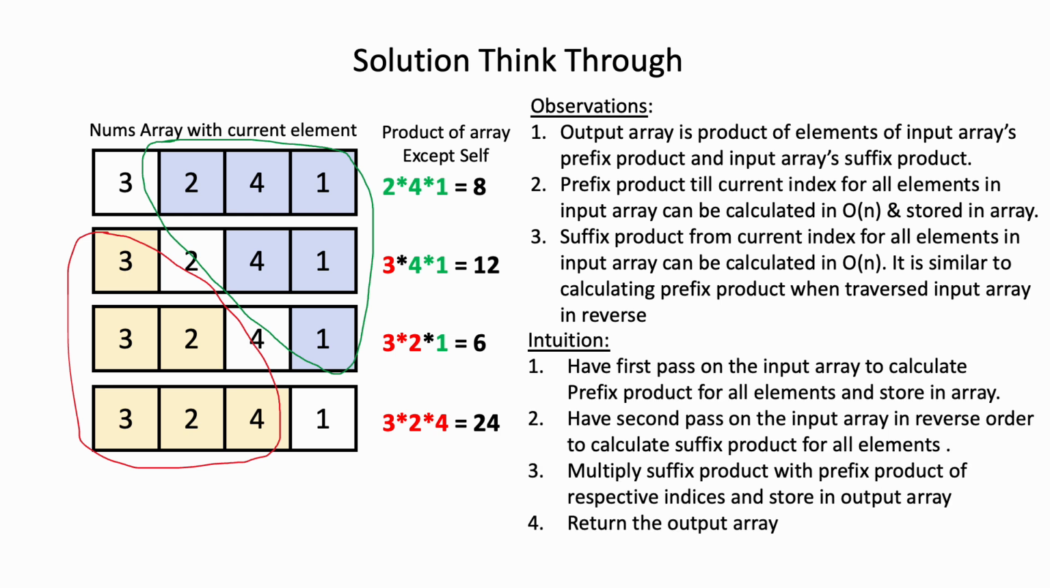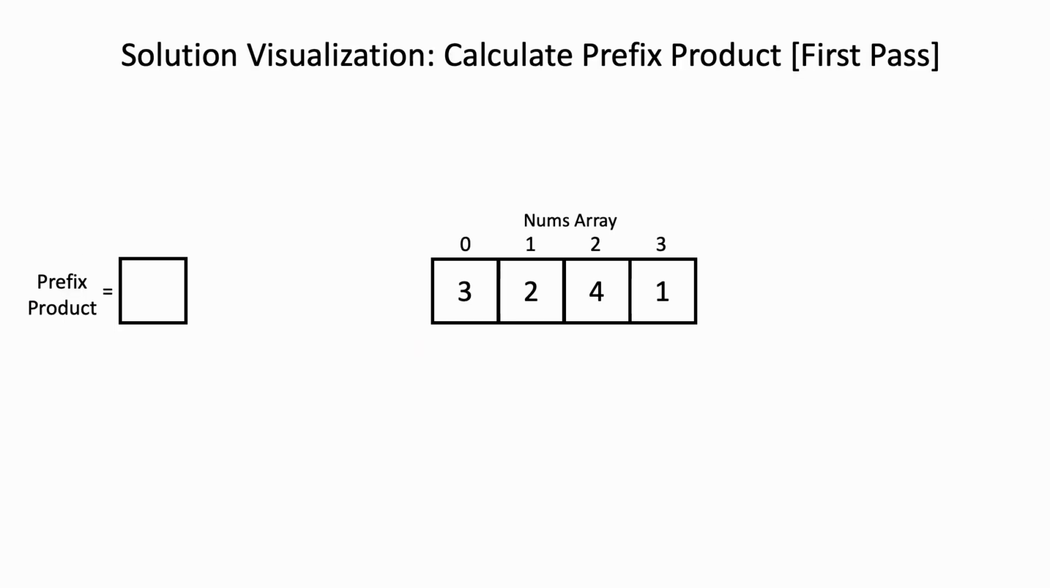From this we can draw the intuition to have a first pass on the input array to calculate the prefix product for all elements and store it in an array. Have a second pass on the input array in reverse order to calculate the suffix product for all the elements. Multiply the suffix product with the prefix product of respective indices, store it in the output array and return the output array. Let's visualize the solution we discussed.